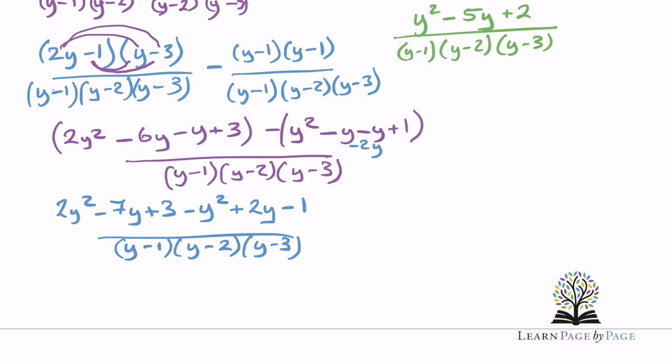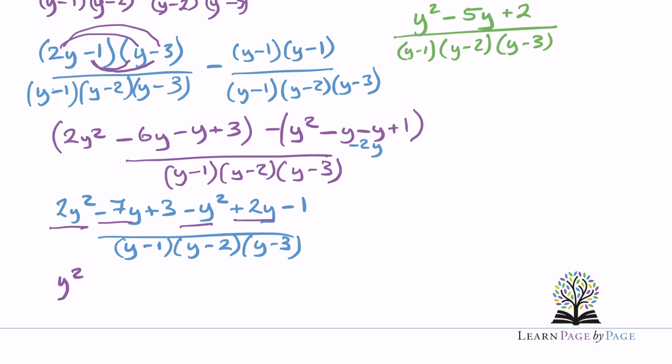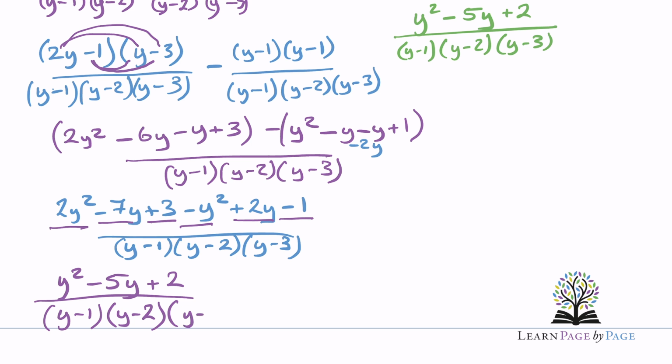And now let's see if we've got this. So 2y squared minus y squared, there's the y squared that we wanted. Minus 7y plus 2y, there's the minus 5y. And then we have 3 minus 1. There's our positive 2. Perfect. And that's all over (y minus 1)(y minus 2)(y minus 3). And that is fully simplified.